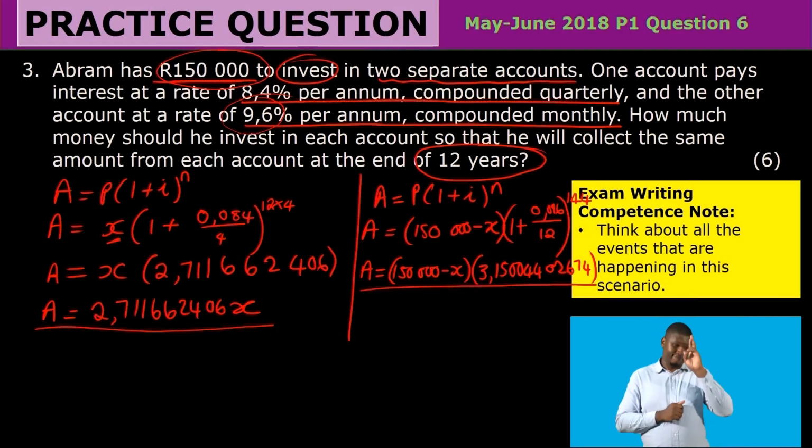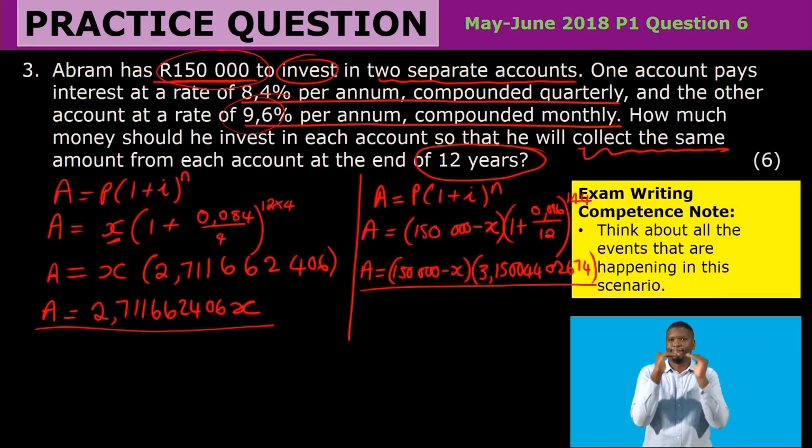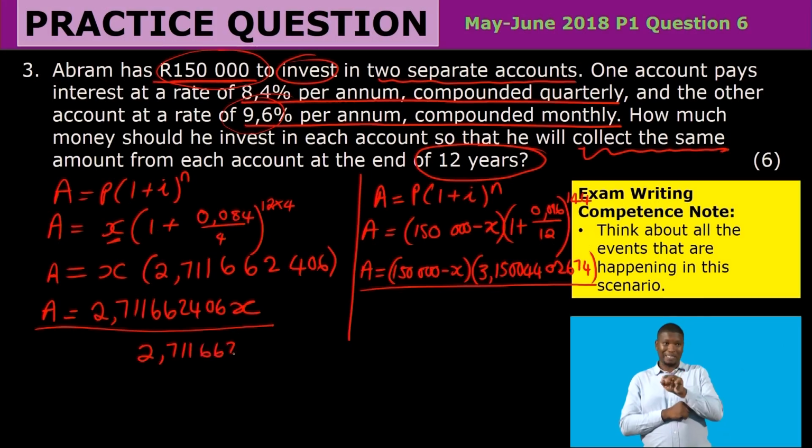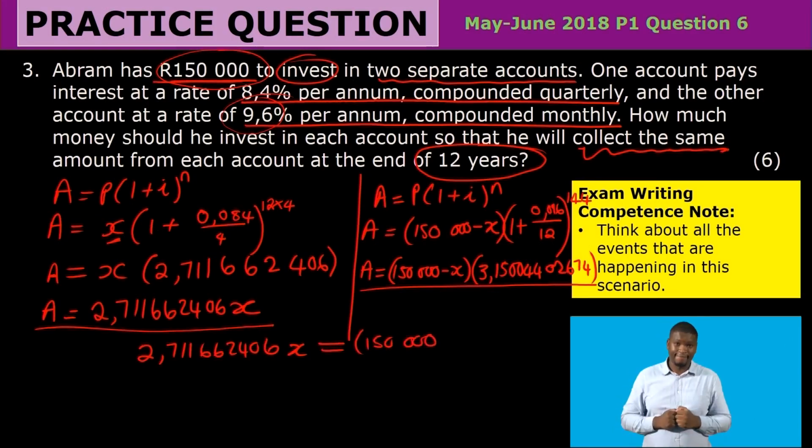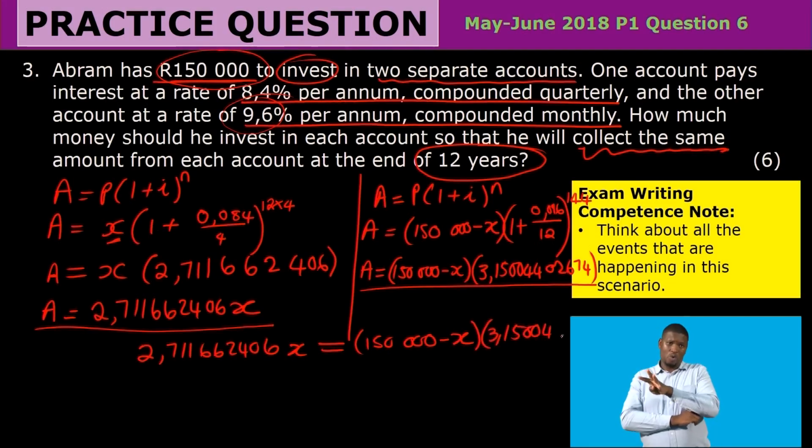What do we know about this account? We know that he wants to collect the same amount from each account after 12 years. So what are we going to do with these amounts? We are going to equate them. So that means that 2,711,662,406X must be equal to this 150,000, minus X, multiplied by 3,150,044, and that value continues there.